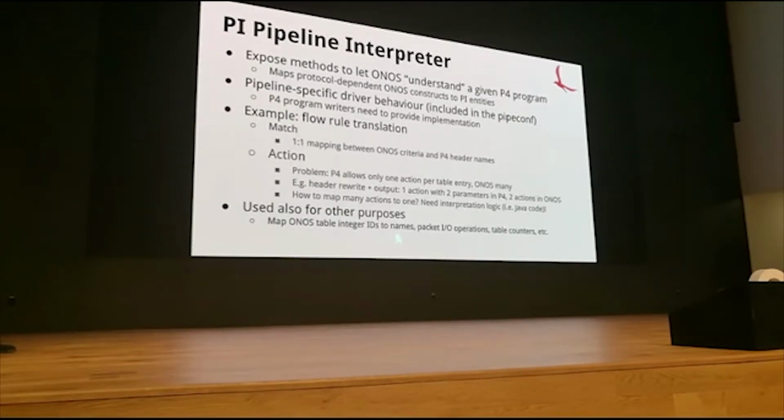In P4, this translates to an action with two parameters. In ONOS, this is represented by two different instructions. So how can we map many actions to one? We need actual implementation logic. That's why we need Java code. That's why we need an interpreter. Finally, the interpreter is also used for other purposes like mapping table IDs and packet IO operations, as we will see in a second.